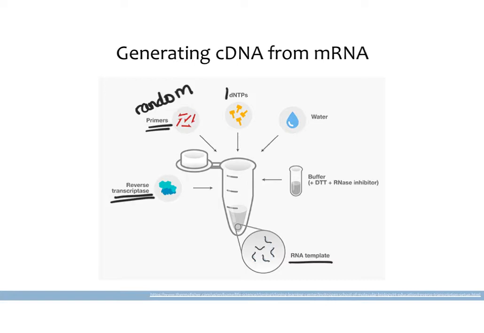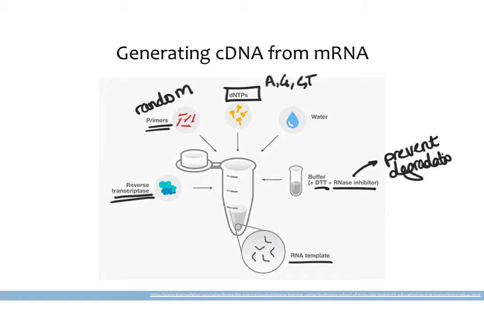You will, of course, need extra bases, and so these are just all your bases available so that we can build DNA. You'll need a little water for the reaction to occur, and your buffer will usually contain some safety reagents like RNase inhibitors and DTT, which simply prevent degradation of the genomic material you're creating.